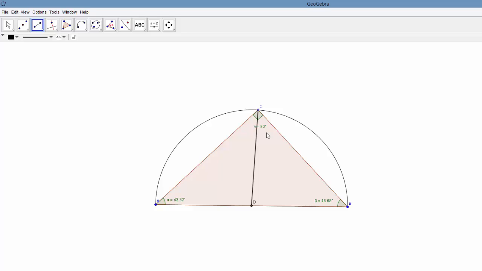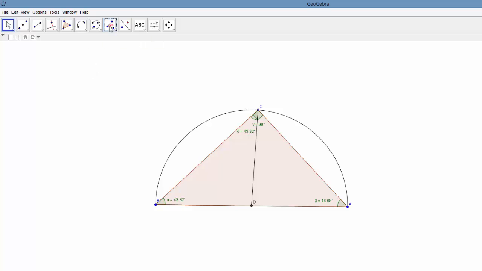So the opposite angles to the equal sides here and here for the left triangle are going to be equal. That means that this angle should be 43.32 degrees to match alpha. And so just to confirm that's the case, let's go ahead and create the angle ACD. Let's move it down here a little bit so we can see it. And sure enough, it is equal to alpha, 43.32 degrees.